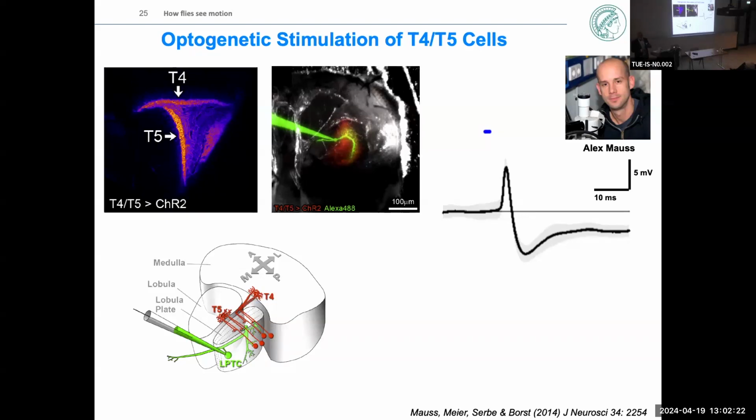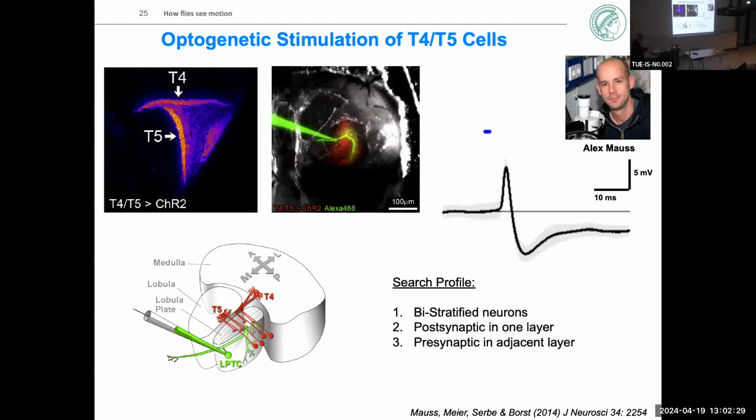So now we had a sort of search profile for this inhibitory interneuron. And we postulated that it should be bistratified, it should cover 2 layers of the lobula plate. It should be postsynaptic in 1 layer, and then presynaptic in the adjacent layer. And I'm really not making this up. We really had these data. We postulated these neurons, but no one had seen such neurons before.